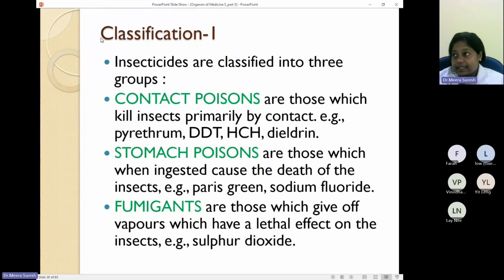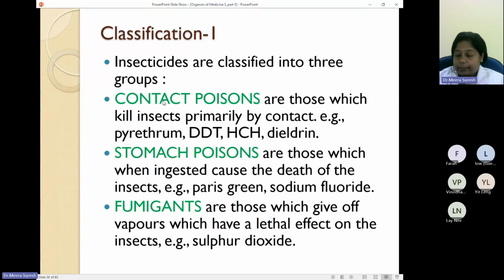So how are these insecticides classified? Two types of classification can be seen. One is how they are going to act on the insects or how they are going to kill those insects, the mode of action. That is one classification. And the second classification is based on the nature of the chemical that is present in them. So based on the mode of action, the first classification is contact poison, stomach poison, and fumigants.